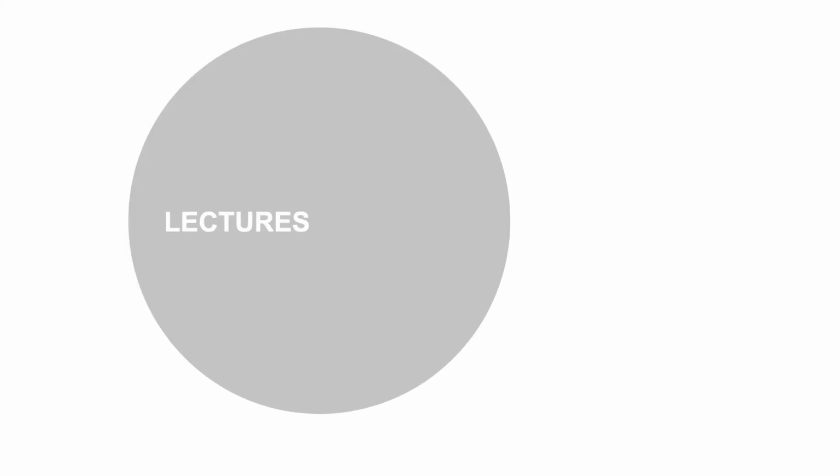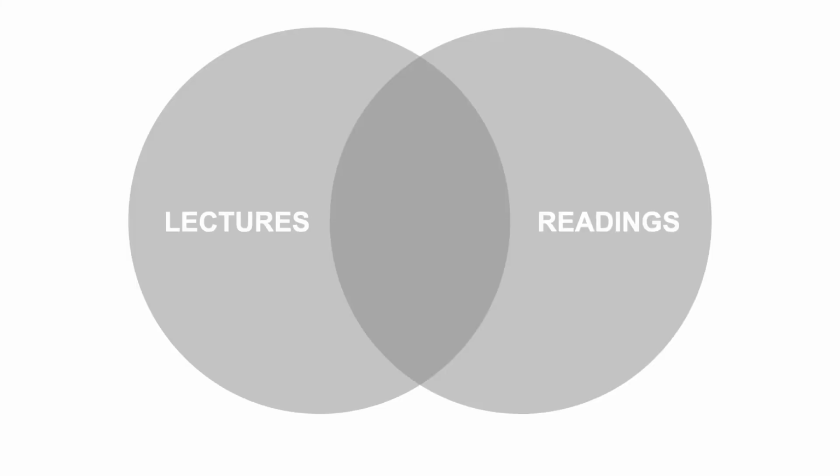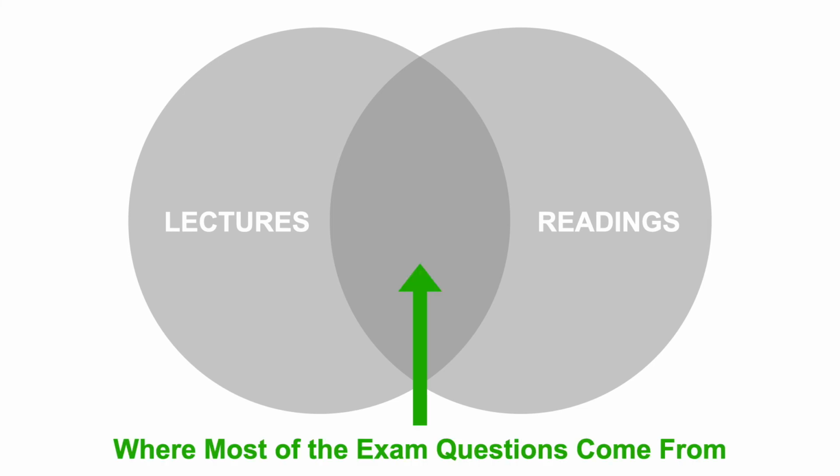Lastly, pay attention to content that professors cover in class that's also covered in the textbook or reading. Think of a Venn diagram with one circle representing what is covered in lectures and another circle representing what is covered in the readings. I think you'll find that most of the exam questions come from the overlap between material covered in lectures and in the textbook or articles that you're assigned to read.